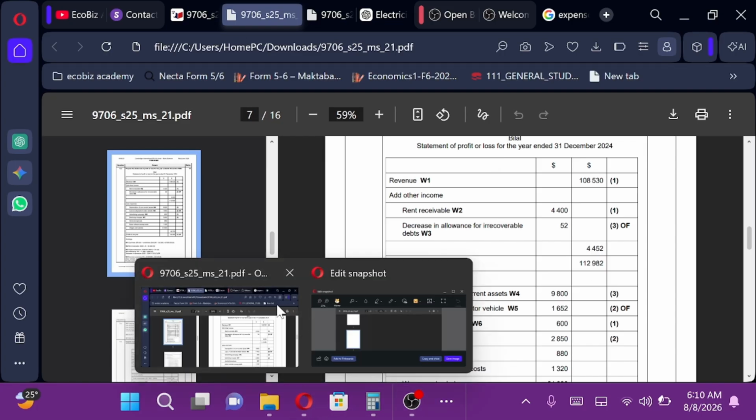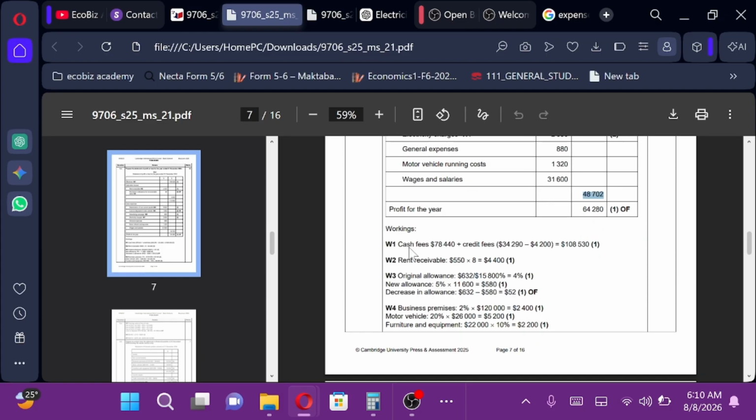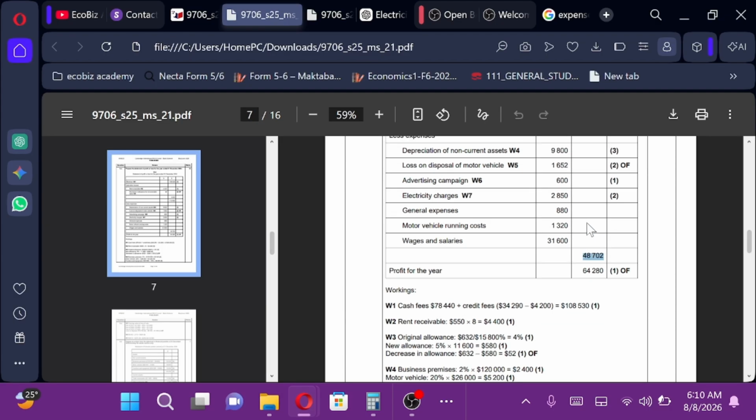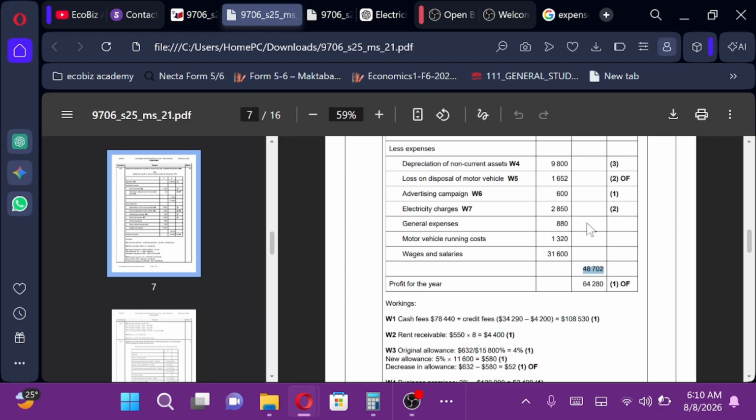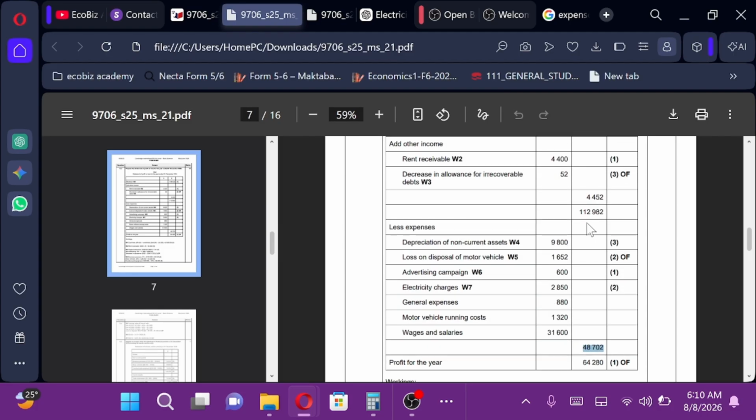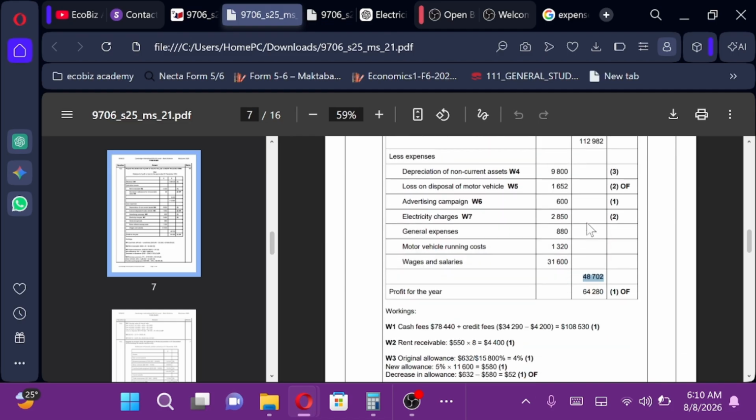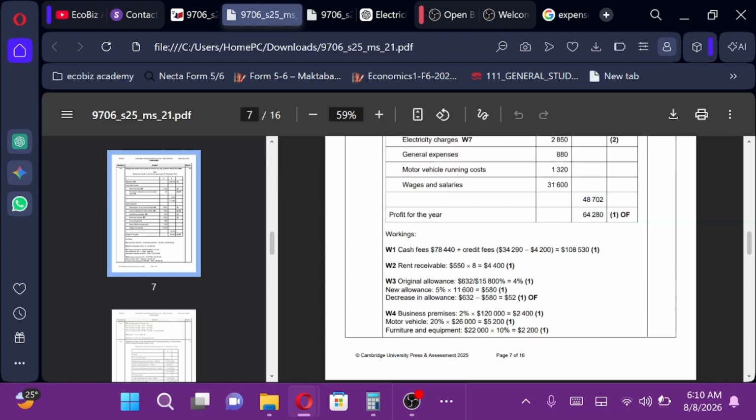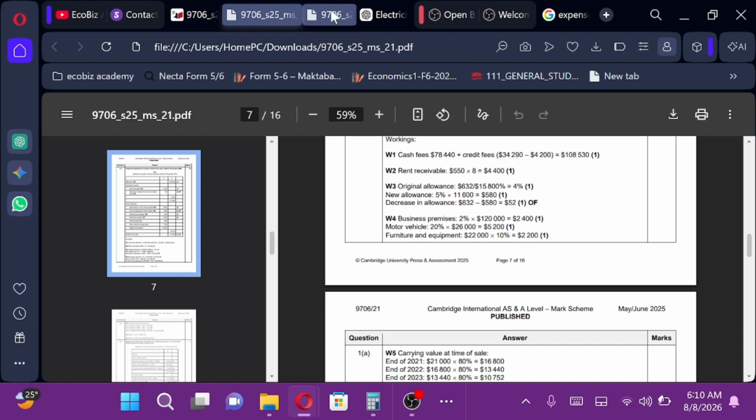Okay, guys. So as you can see, this is the total expenses. So what we're going to do, we take the revenue less the expenses to get the profit, as I explained. Now the profit is this amount here. We've already calculated. Next question, guys.